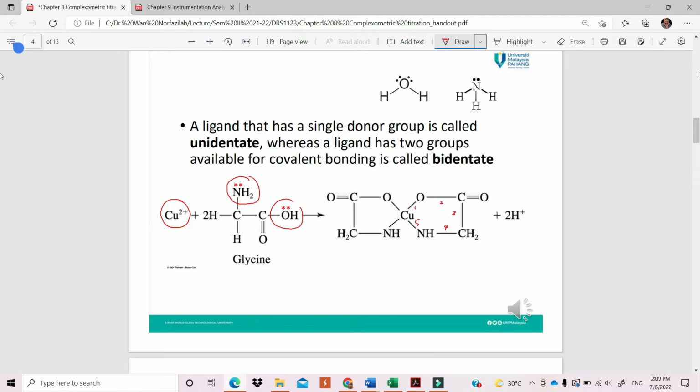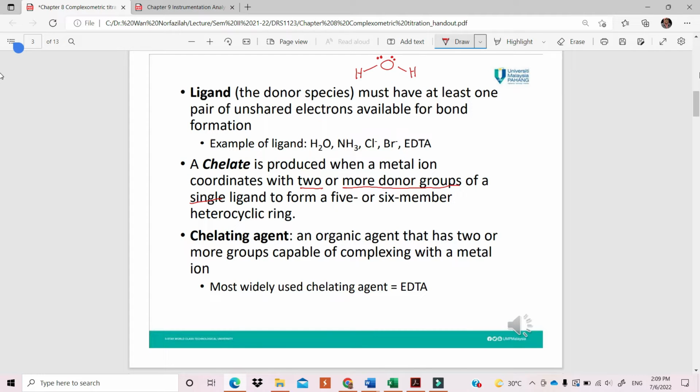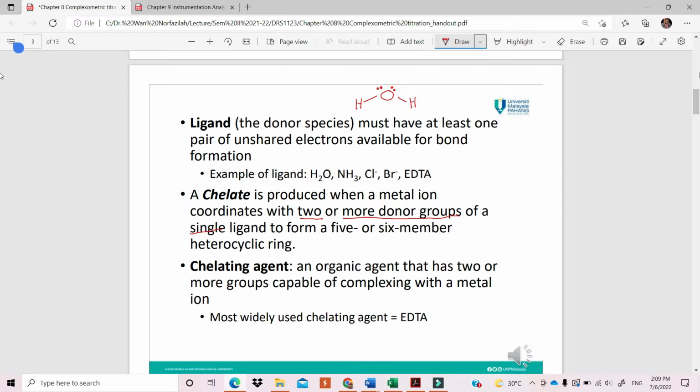Satu donor tapi dia ada 2 atau lebih donor group, dia boleh form ring with the metal ions. Okay, but syarat dia adalah 2 or more donor group from a single ligand. Satu ligand tapi ada 2 atau lebih. Okay, to form a 5 or 6 member heterocyclic ring. Okay, as you can see for water above, it has only 1 donor group. Oxygen je yang ada unshared electron. So this one cannot be classified as chelate.